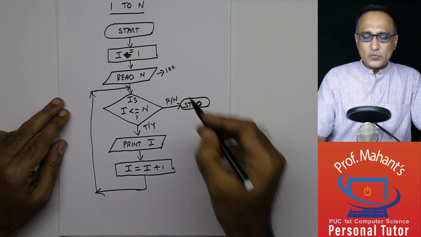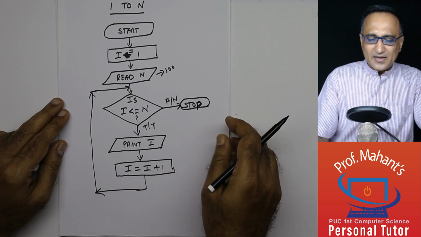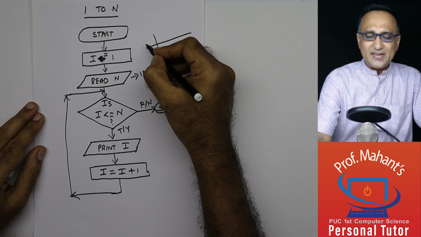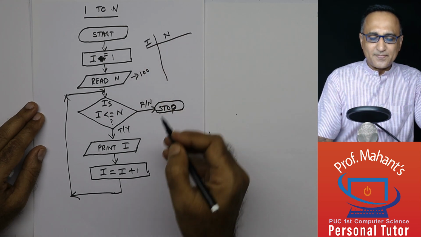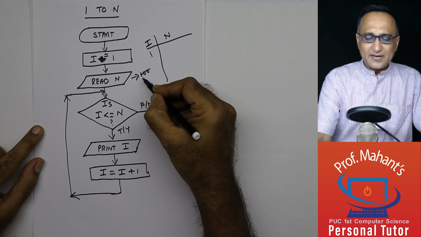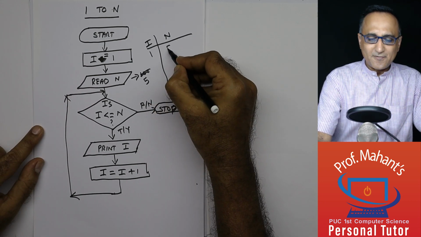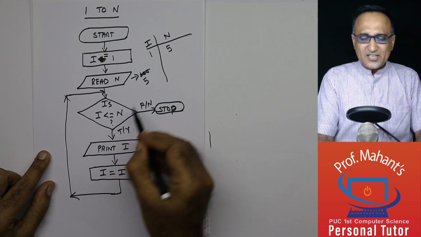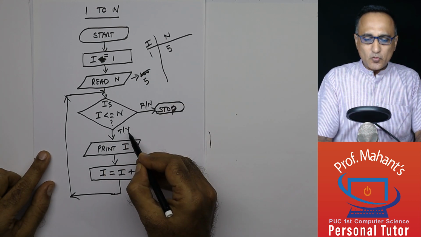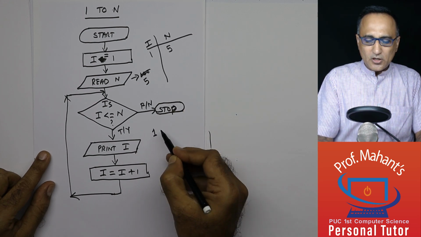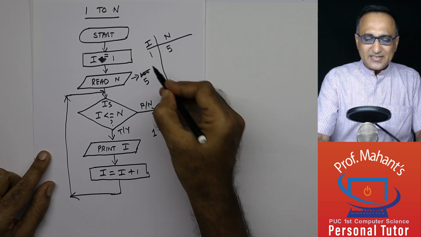So what we'll do is we'll take a small value of n, like 5, so that if it works for 5, it will work for any case. I is 1. I am reading the value of n. Let us say n is just 5. Now, is 1 less than or equal to 5? It is true. I am printing the value of I, so I am printing 1 on the output. I is increased by 1.